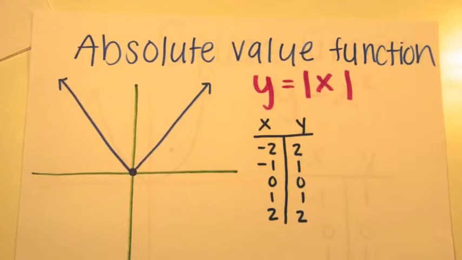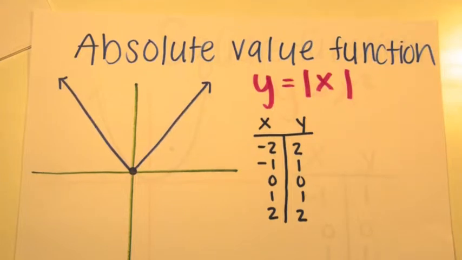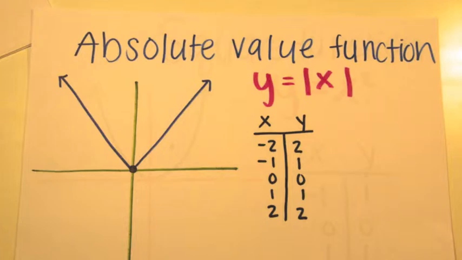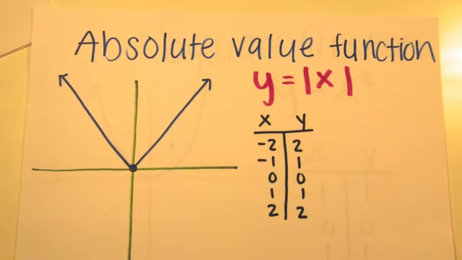First, it's reflective over the y-axis. That means that it's even. Second, the x-intercept is 0. The y-intercept is 0. And it's increasing from 0 to infinity and decreasing from negative infinity to 0.